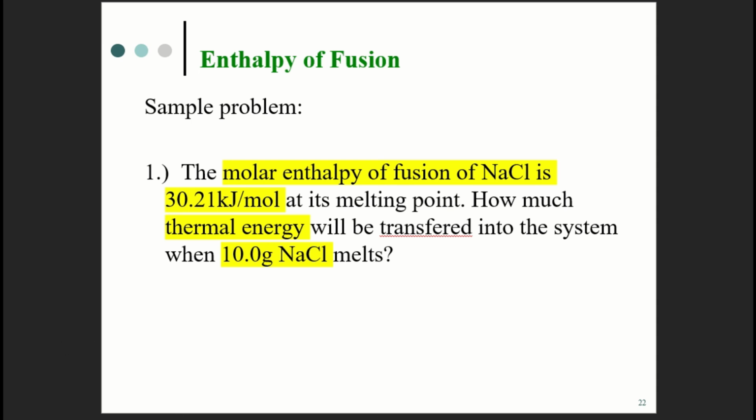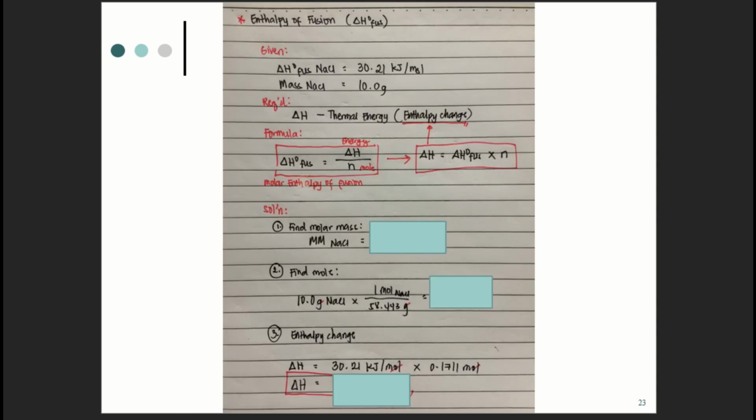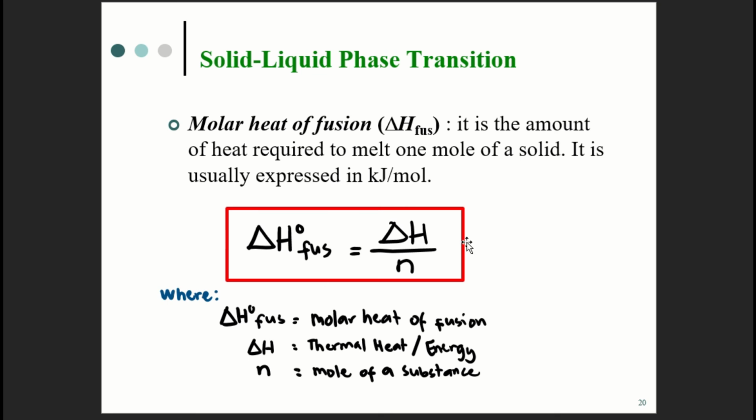Let's see how we are going to compute for the thermal energy. Again, the formula is this one. Given the heat of fusion, we are asked to find the thermal heat. We don't have the moles, which means we need to find the moles in order to compute the thermal energy.